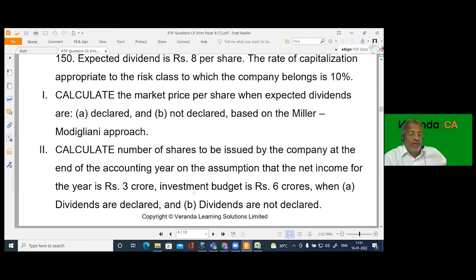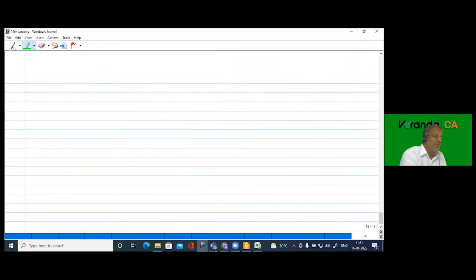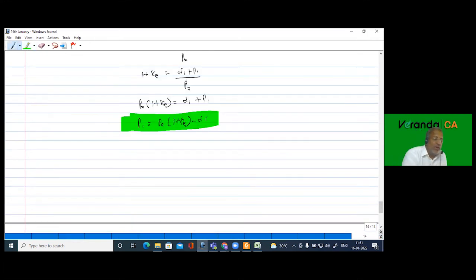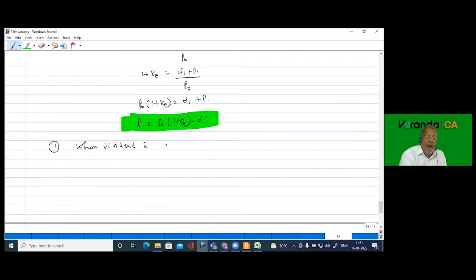Calculate the market price per share when expected dividends are declared. The existing market price is 150. The question is to calculate the market price. They have not mentioned clearly which timing of market price, so it should be P1. That is what we have to understand. Sometimes we should infer that the question is for P1. When dividend is declared, when not declared.